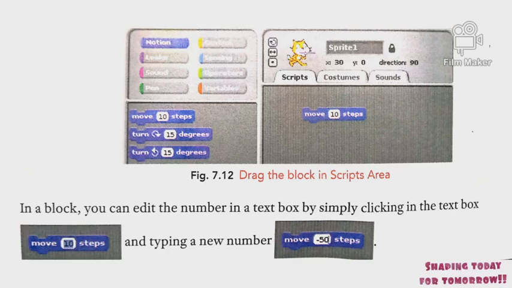Okay, in a block you can edit the number in the text by simply clicking in the text box and typing a new number. So students, as it is shown in figure 7.12, the number is written 10, move 10 steps. So if you click on this 10, what will happen? You can simply type the number, the desired steps that you want your sprite to move.